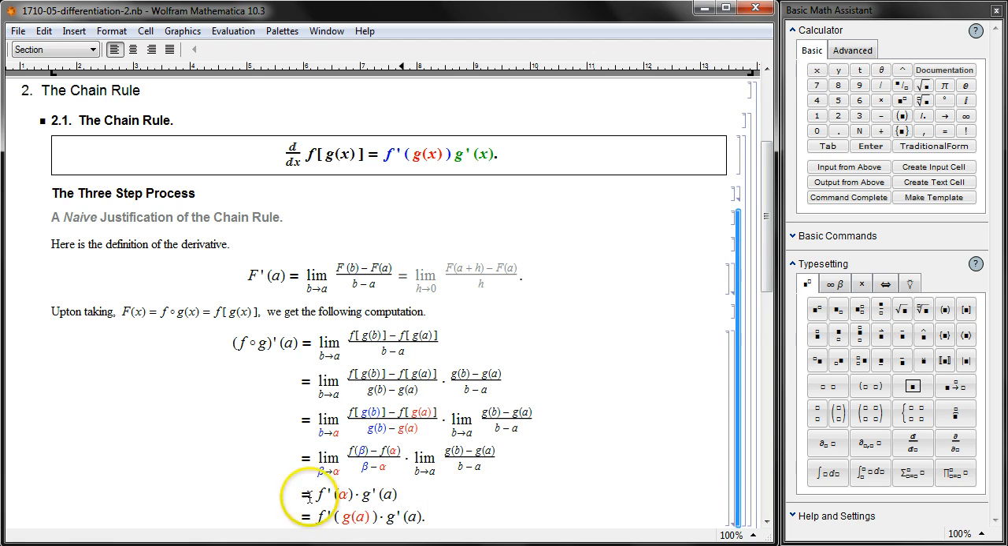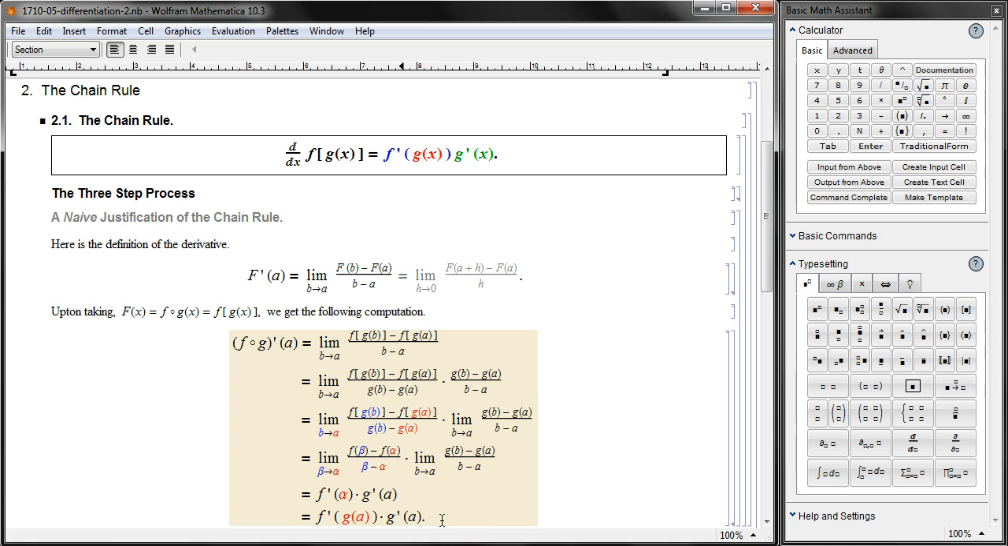bit of an issue related to this computation down here. In Calculus 1 level, of course, this will pass on as a full proof, but there's a bit of an issue.